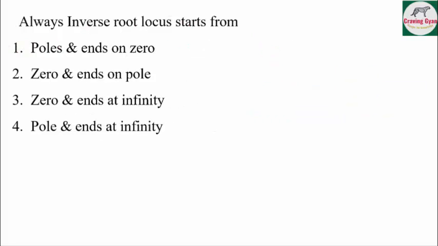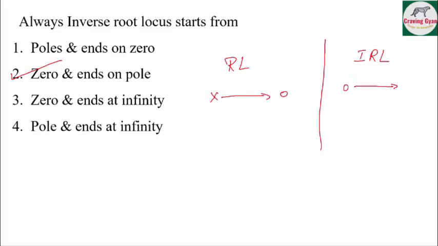Always, inverse root locus starts from 0 and ends at pole. Now if I am talking about root locus and inverse root locus, in the case of root locus you always go from pole to 0. But in the case of inverse root locus, you go from 0 to pole.